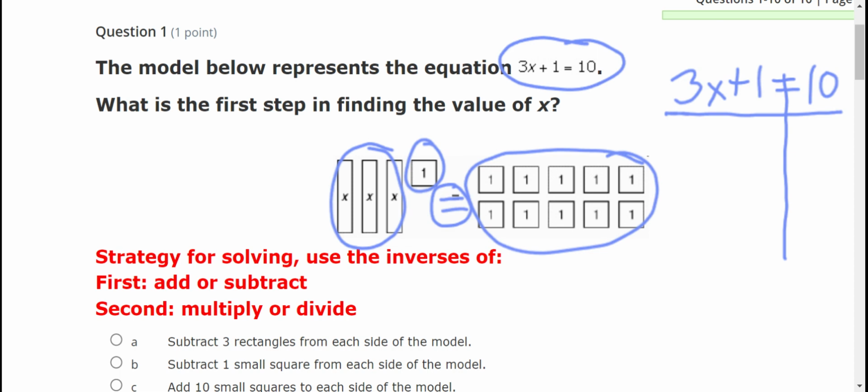So we got 3x plus 1, and we're going to use order of operations, but in reverse. So when we know all of the operations, then we follow order of operations correctly. But when we have a variable, we're going to work the problem backwards. So we're going to add or subtract to help balance the equation, and then we multiply and divide. So on the left side, we have adding 1. So we're going to subtract 1, and we're going to do it equally to both sides.